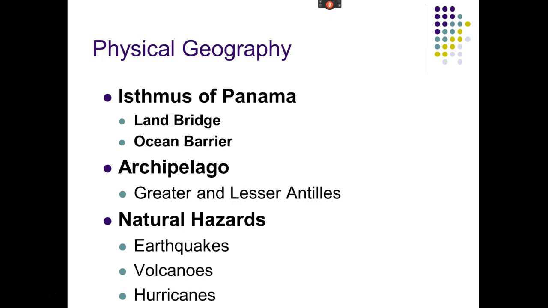Okay, so again, some of the defining characteristics of physical geography of this realm. Note the term archipelago is used to describe a chain of islands. And in addition to earthquakes and volcanoes, we see hurricane activity.